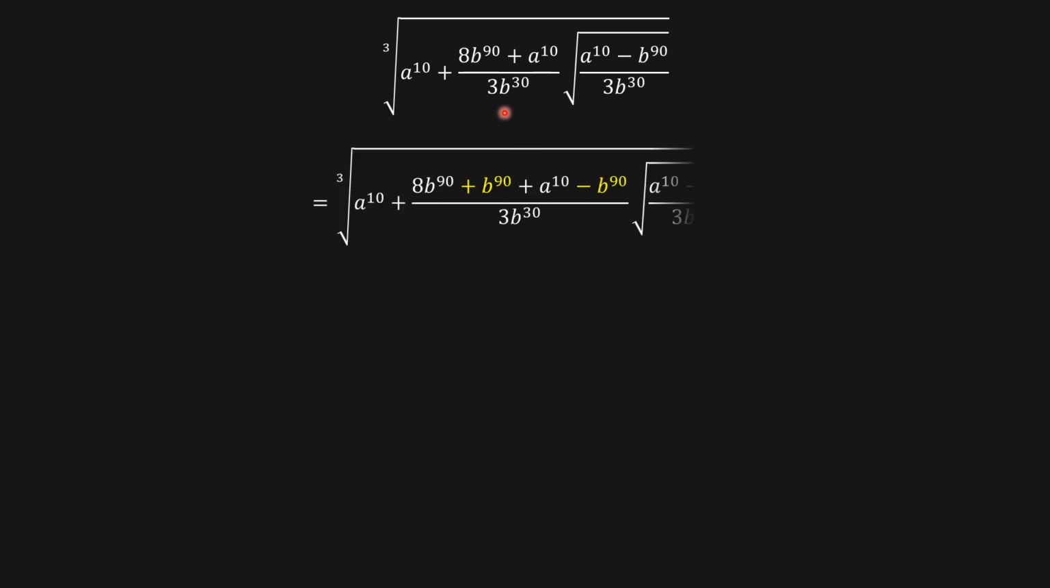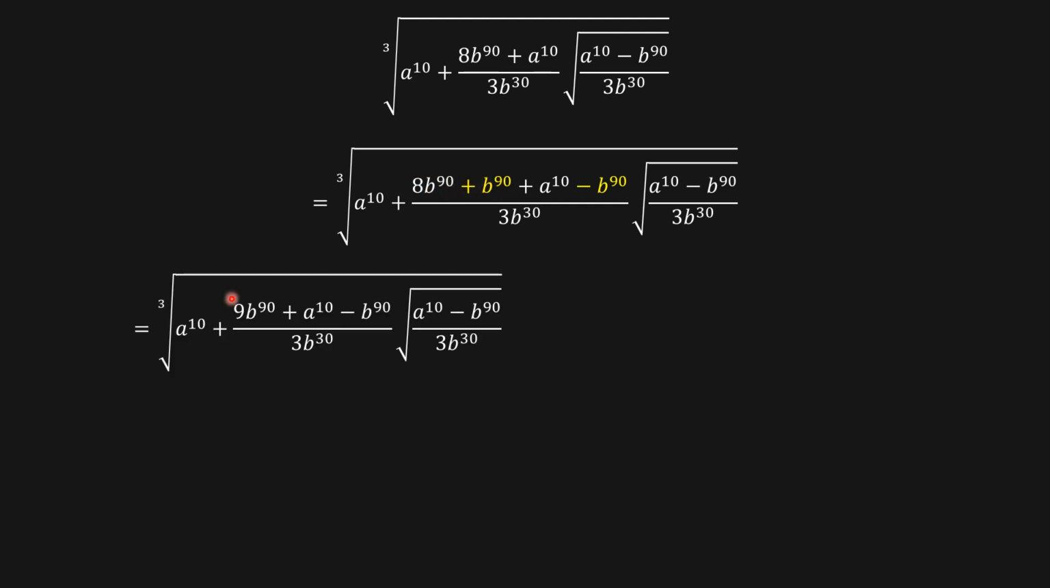I'm going to start adding b to the 90 and subtracting b to the 90, so that I'm going to have here 9b to the 90, right? a to the 10 minus b to the 10. As you can see, this one here is equal to this one here, right?